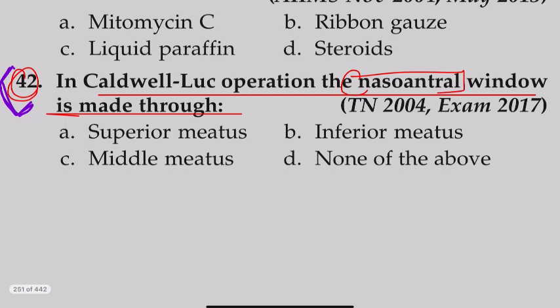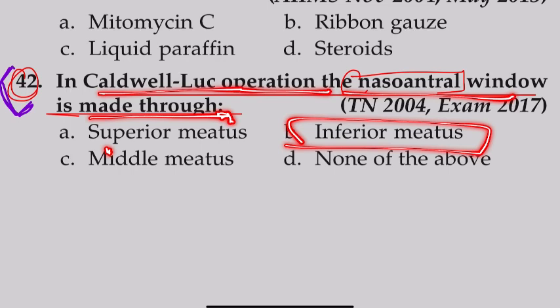In Caldwell-Luc operation, the nasoantral window is made through, where? It is made through the inferior meatus. Nasoantral window, inferior meatus.